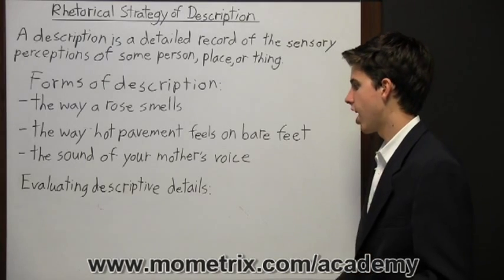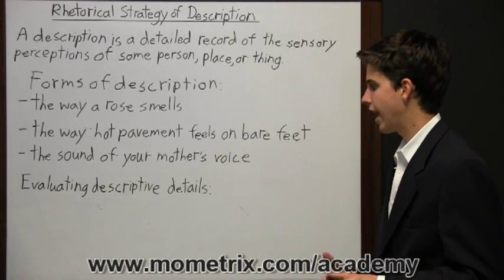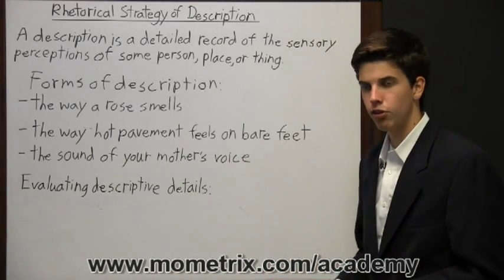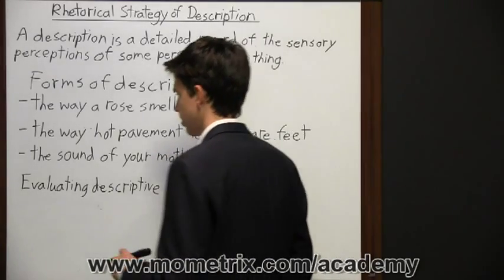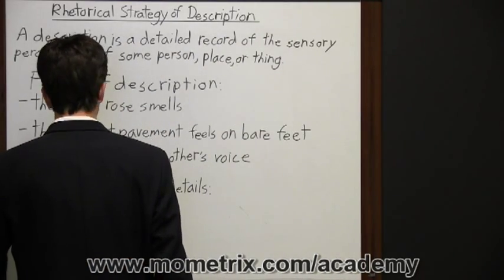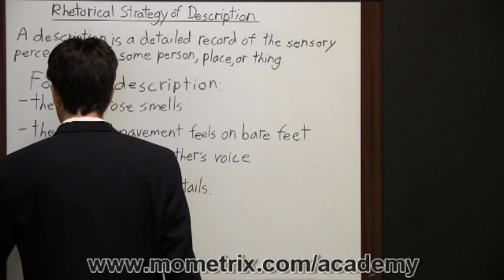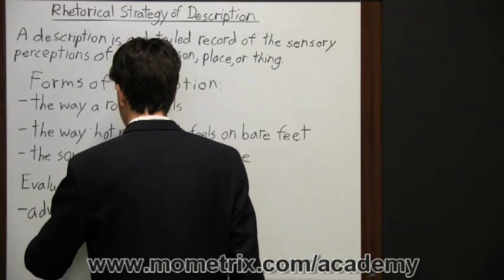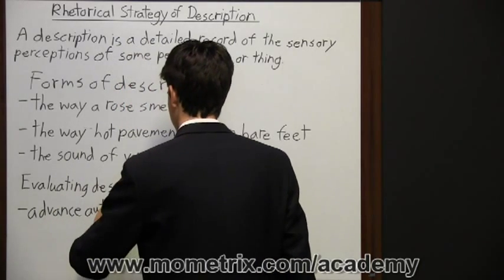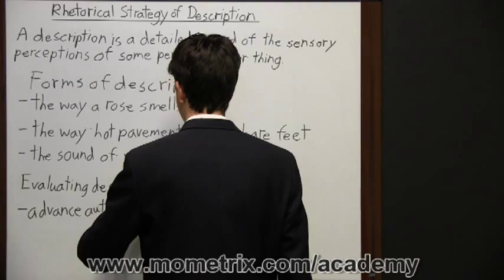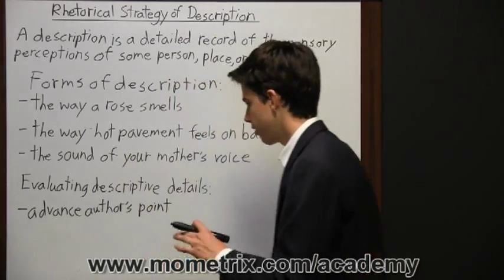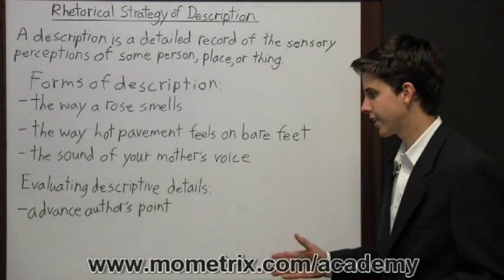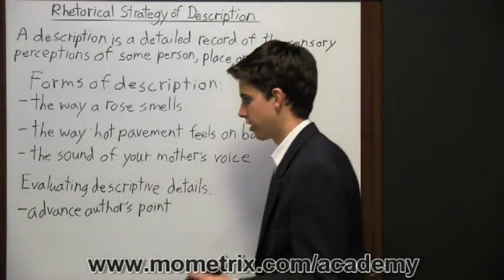content of the topic. Now, it's important as you're reading to evaluate the descriptive details the author is using. So there's a couple of things you should look for when evaluating these details. One is you should make sure that the details advance the author's point. If the details aren't advancing the author's point, then they're irrelevant and cumbersome to the reader, and they're distracting from the main point that the author is trying to make.